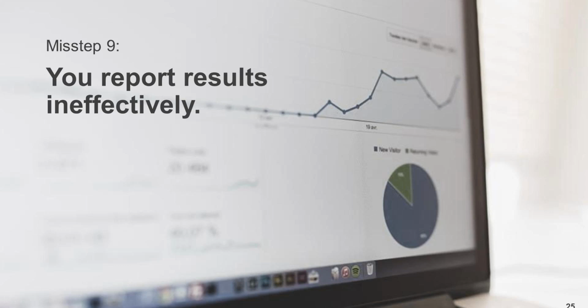Oh, look at that, I have a typo, sorry. It should say your report results. Oh no, it's you report results ineffectively. So it's right. I didn't have a typo.